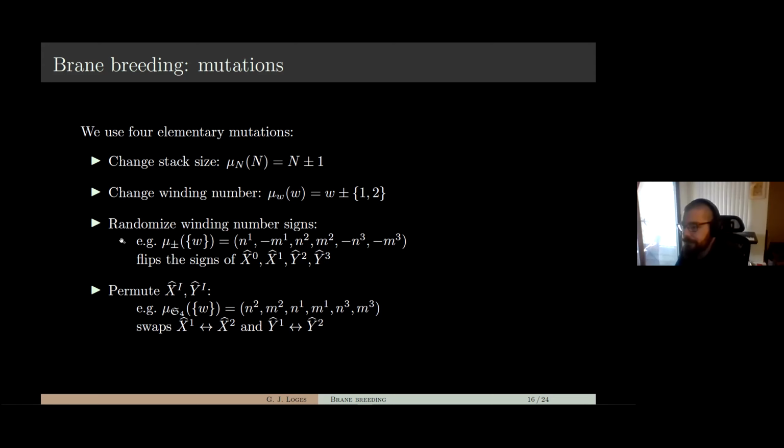Great, thanks. There are also some natural operations on the collections of winding numbers. You can randomize the signs, which has the effect of changing some of the signs of the X's and the Y's, or reordering them in such a way that the X's and Y's get permuted as well. So these are small changes that keep the population diverse.